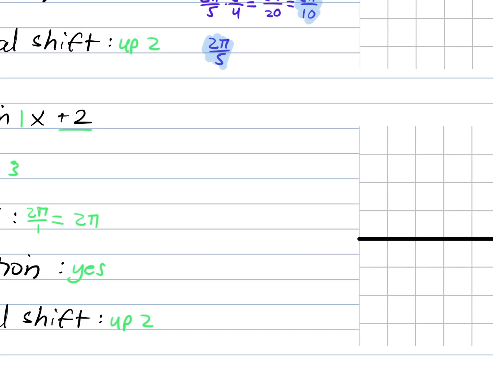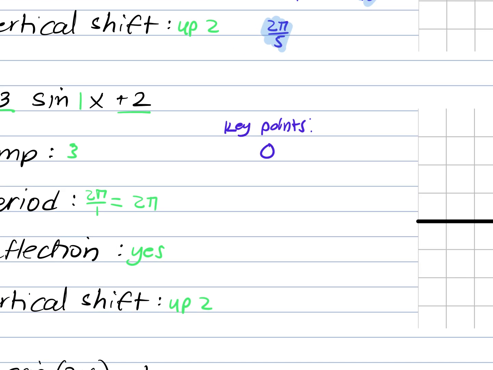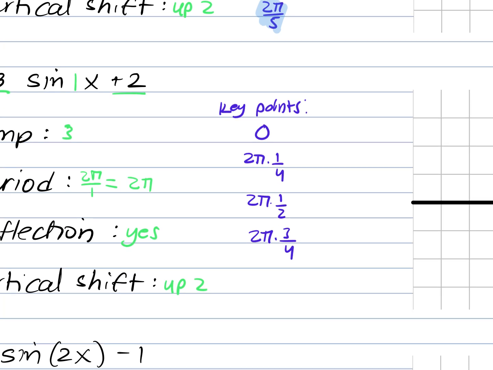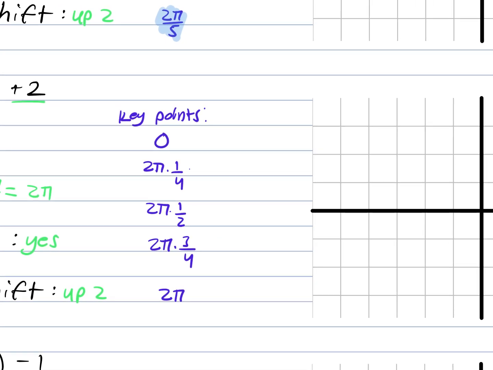Exact same as before, we're going to find our key points. All right, 0 is always going to be the first one. The next 3 we're going to get from doing our quarterly intervals. So it's going to be 2 pi times a quarter, 2 pi times a half, 2 pi times 3/4. This is the same period that we used in a previous problem, so if you recognize it, you don't need to be super detailed with your work as long as you can clearly label your 5 key points.